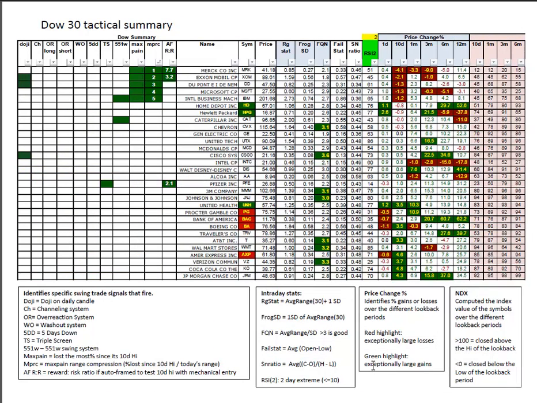Quick look at the Dow Tactical. I bring Merck. Should be of interest with a 7.7 reward to risk ratio, 3.2 in ExxonMobil, 2.1 in Pfizer, which is also a triple screen. So IBM is number 5 on the max pain range compression and a 551W, Caterpillar 551W.